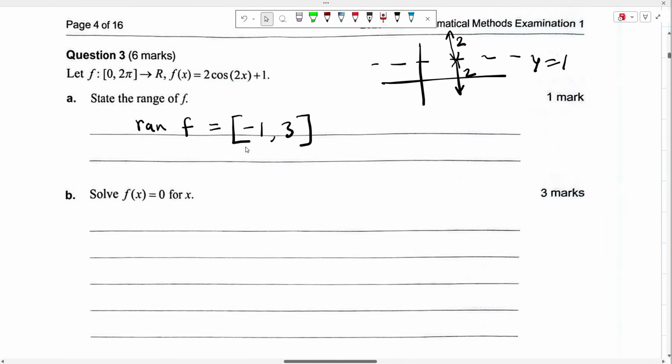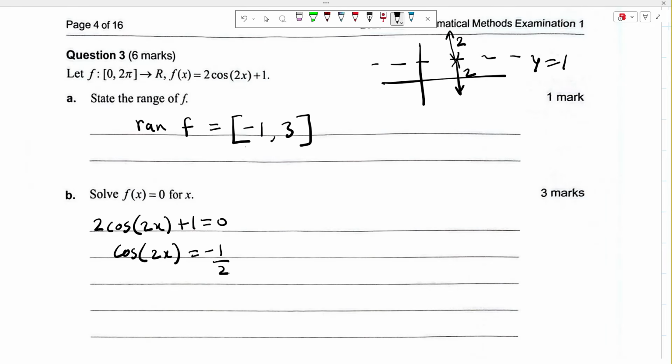Solve f of x equals 0 for x. Okay, so 2 cos of 2x plus 1 is equal to 0. If you rearrange this, you'll get cos of 2x is equal to -1/2. Do not forget that the domain is from 0 to 2 pi, so x has to be between 0 and 2 pi.